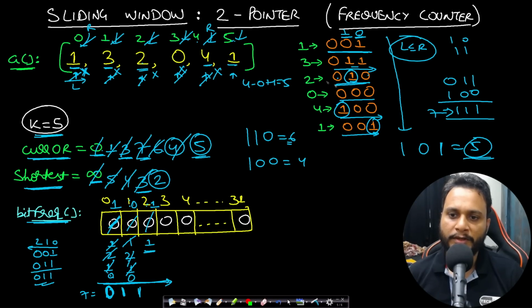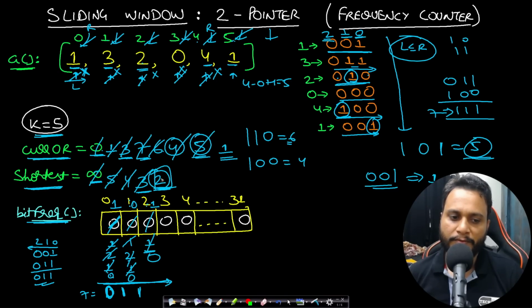Now again I will be moving this left pointer to the right hand side, and 4 will be removed. So in 4 we have the second bit position as set, so that will become unset now, and we will make it 0. So now the value becomes 001, and 001 is equals to 1, so the current OR value becomes 1. So in that case I will be moving the right pointer to the right hand side, and since I am going out of bound I will stop, and my answer is the shortest window size, which is 2.